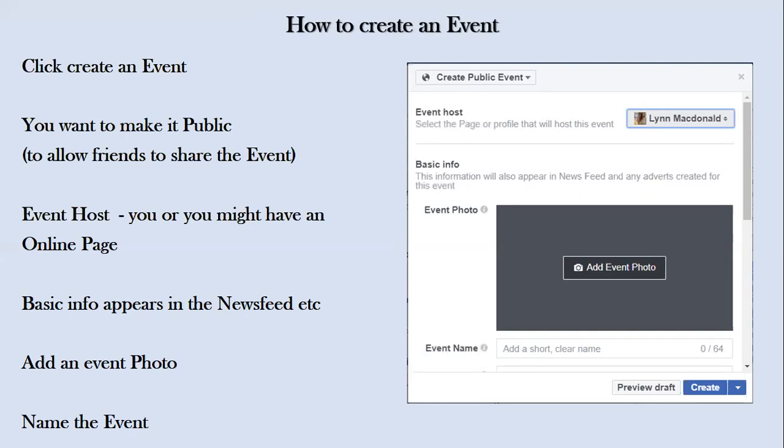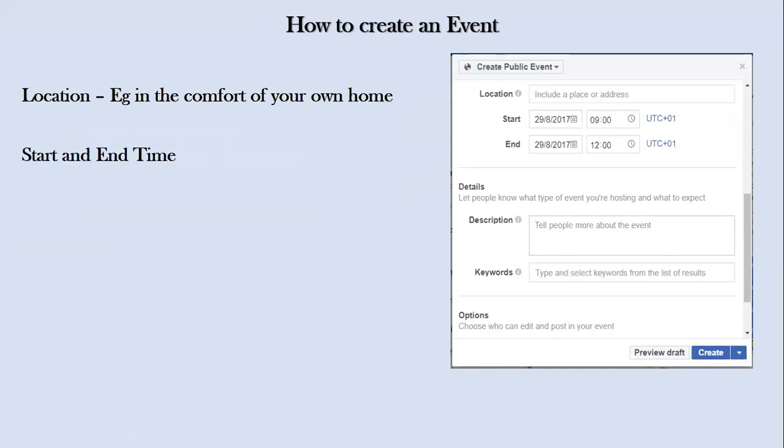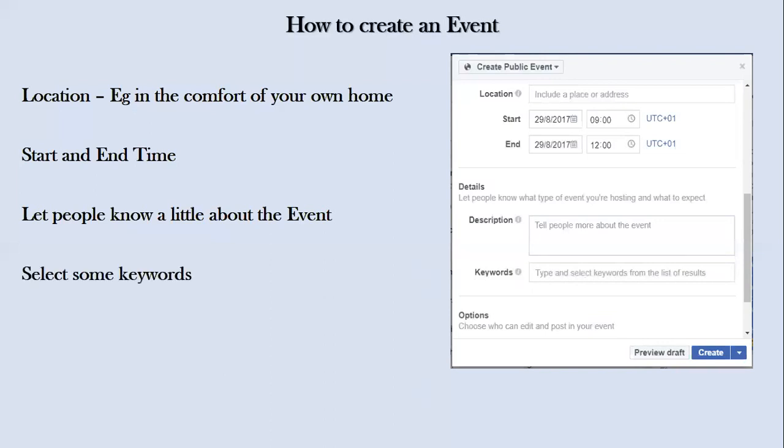Use your imagination. Scroll down and you will see where to put in a location. You might just want to put in the comfort of your own home. Facebook tends to find that a bit strange, but then add the start time and the end time. Let people know a little bit about the event, what you're hosting and what to expect, a bit about the products, what Sharon or whoever it is gets out of it, or it may be your own party. Then just select some key words: stunning products, home care, party, have fun. It's up to you. I'm not very creative.